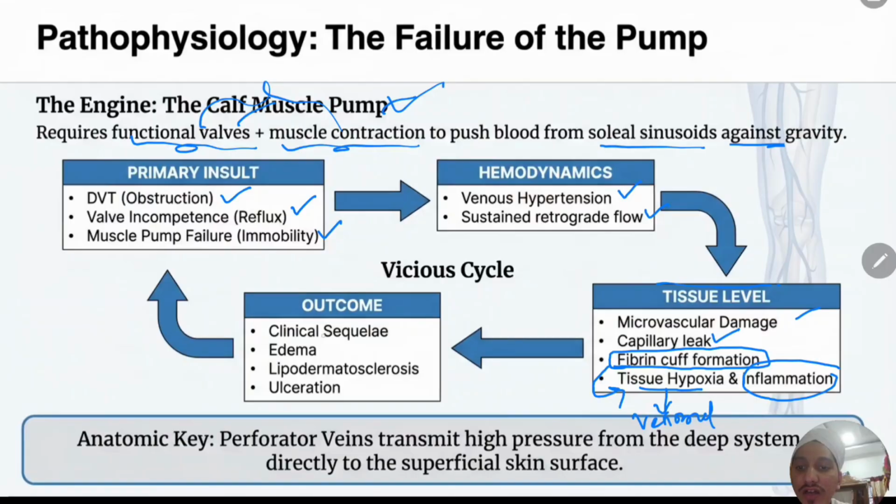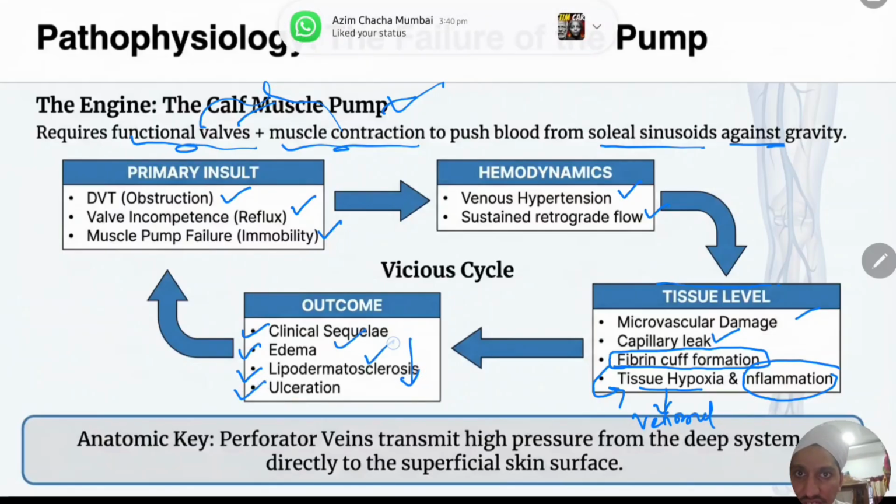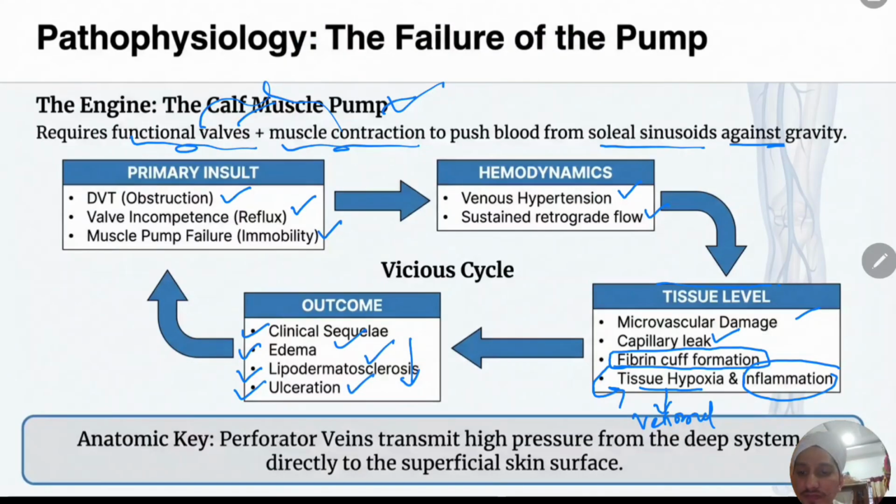So the sequelae, the outcome, will be clinical sequelae which consist of edema, then lipodermatosclerosis, what that is we will discuss, and ulceration. In this manner, first edema will develop, then lipodermatosclerosis, then ulceration. One point to remember: perforator veins transmit high pressure from the deep venous system directly to the superficial skin surface.